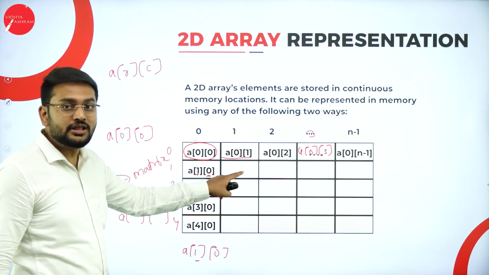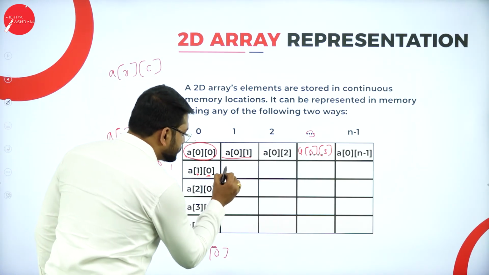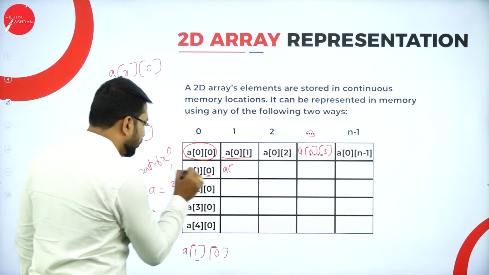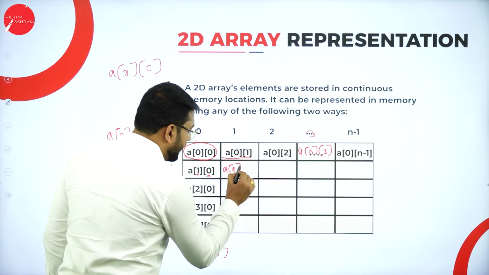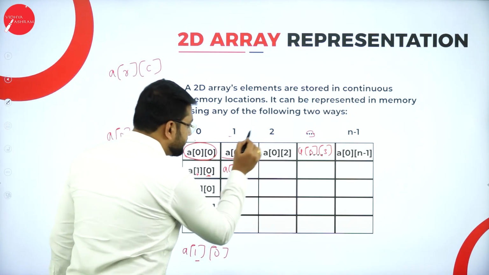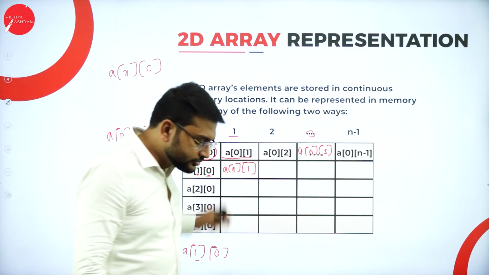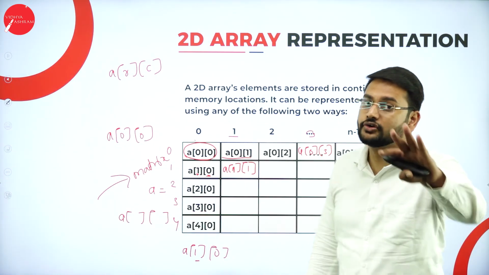Now, can you tell me this? What is the address? So A of, what is the first one that you will mention? Row. Row in the sense 1. The next is column. So column is also 1. So this is how you will mention the two-dimensional array. That's what you need to remember here.